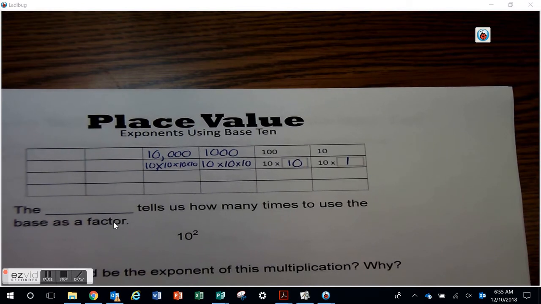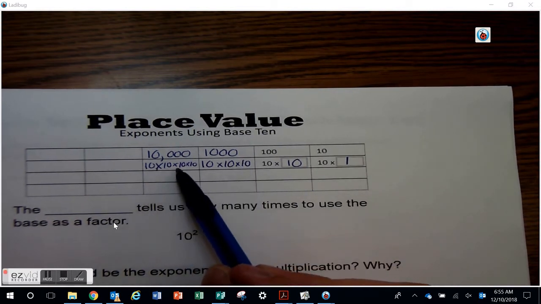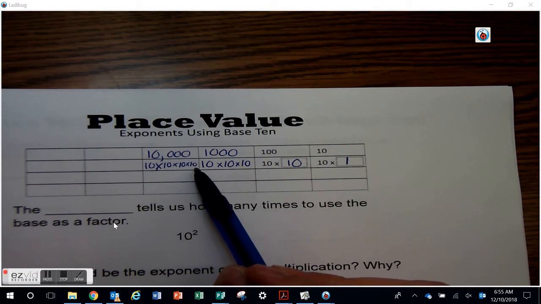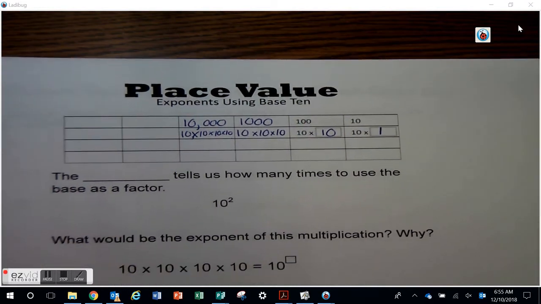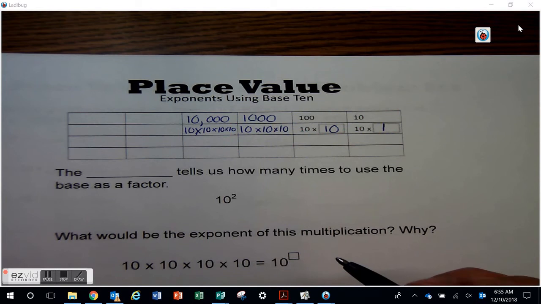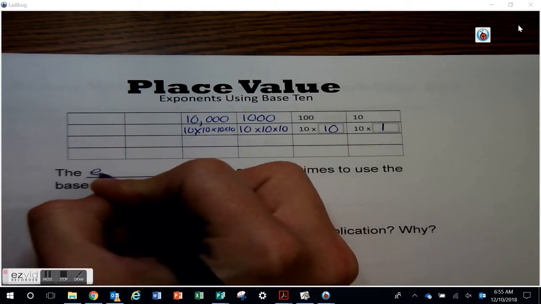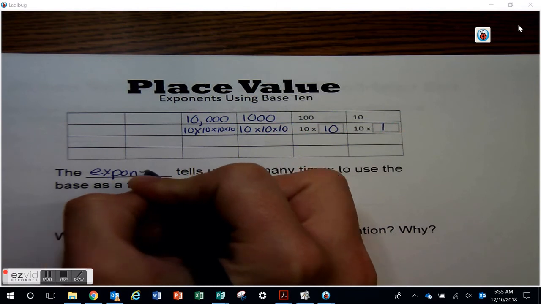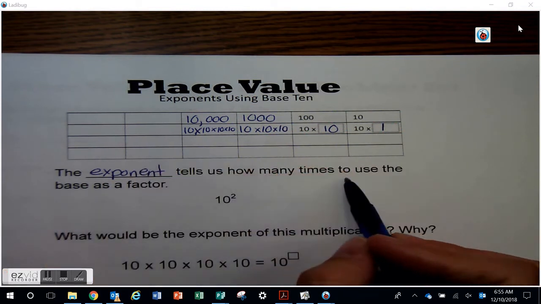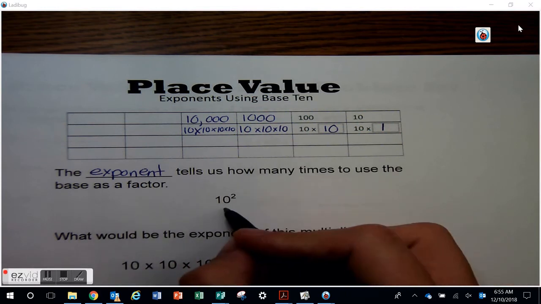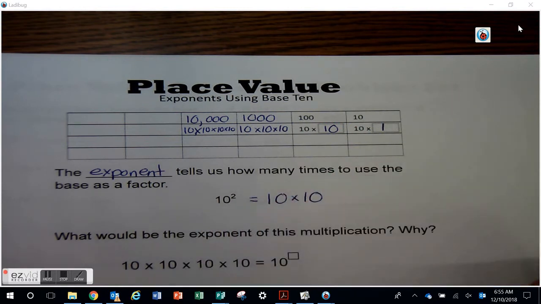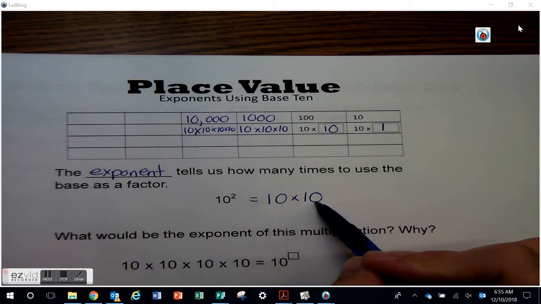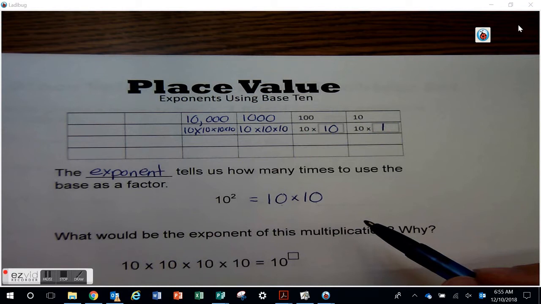But there's got to be a faster way for us to say 10 times 10 times 10 times 10, especially when that 10 is the same number. Well, the fast way to do that is to use something called an exponent. The exponent tells us how many times we use the base as a factor. So here, 10 to the second power, or 10 squared, is the same as 10 times 10.